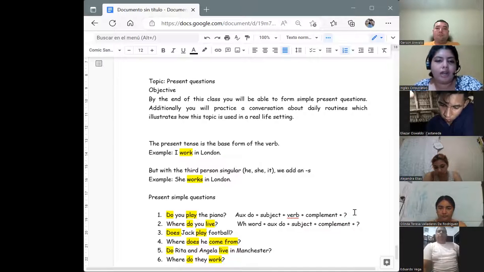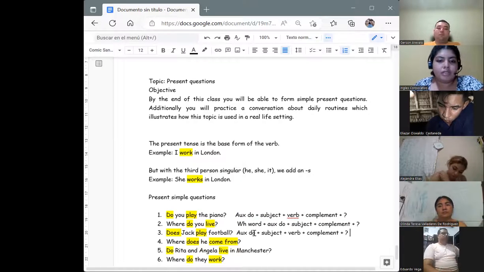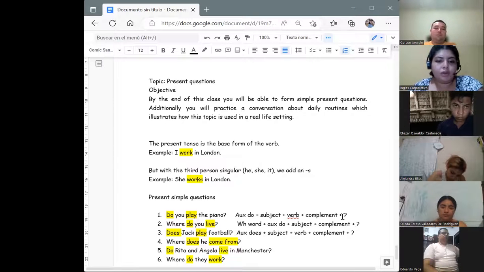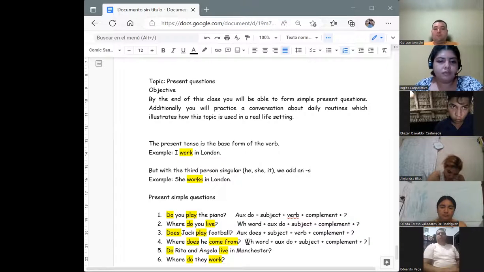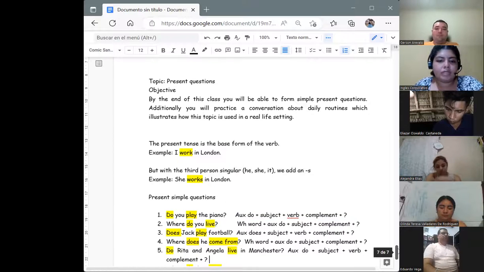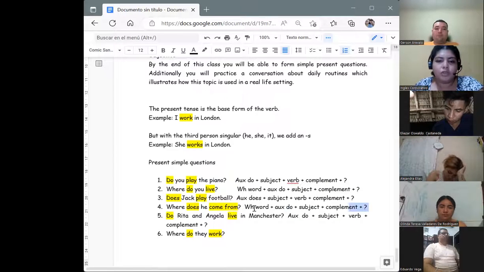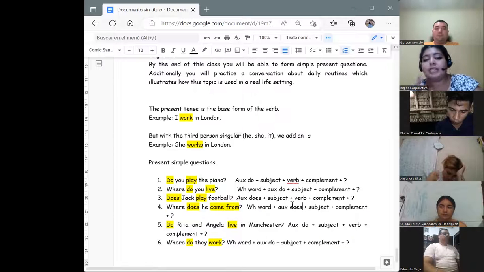Then we are going to use the same as the number one, but in this case is does. Then we have another one with the WH word. Another with the auxiliary do. And the last one is with the WH word. Así que esas son las estructuras con las que nosotros podemos crear preguntas.